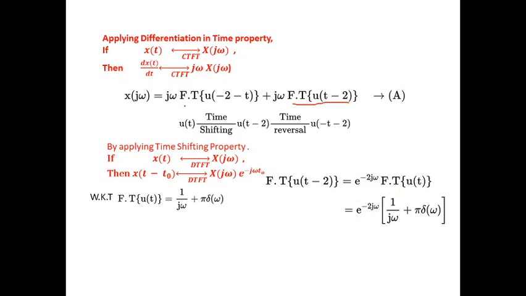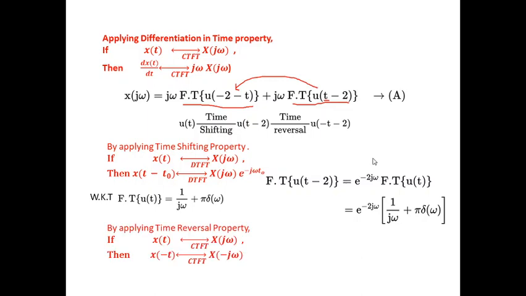Now we are still left with the Fourier transform of u of minus 2 minus t, right? What is the relationship between this signal and the earlier one? The time reversal of this signal is nothing but this signal. Here you have t, here you have minus t. So the time reversed version of this signal is this signal. So you need to apply the time reversal property. We have not discussed the time reversal property, but it is very simple. If x of t has Fourier transform x of j omega, then x of minus t has Fourier transform x of minus j omega.